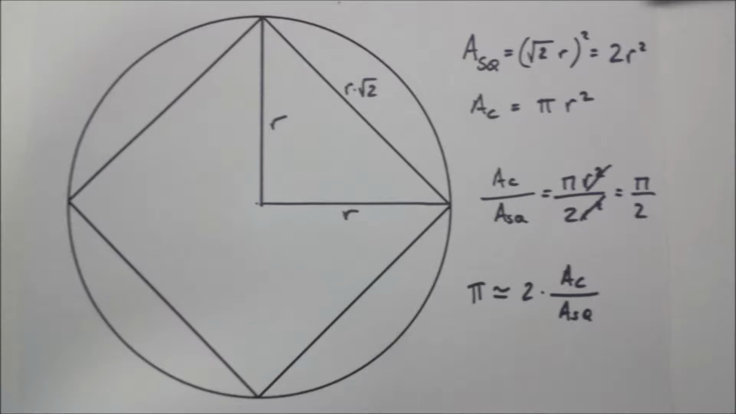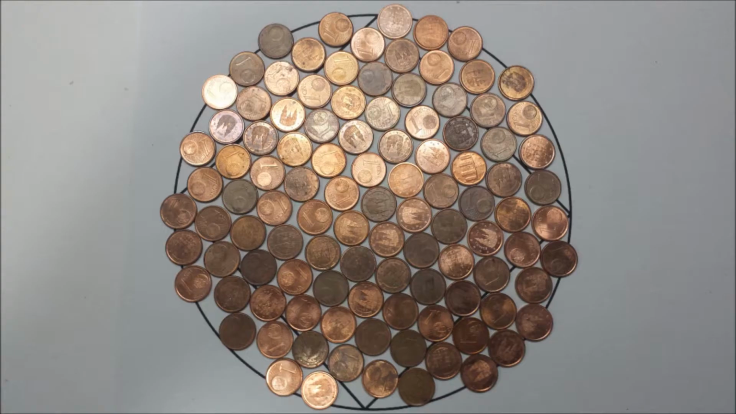Measuring areas without doing any calculations or any measurements is the tricky part here. We're going to approximate the area by just filling it with little pieces. In our case, 1 cent coins.